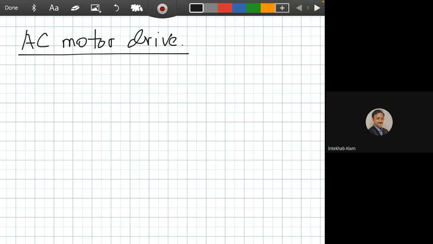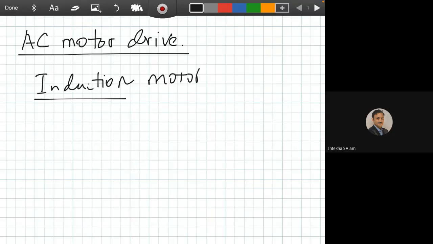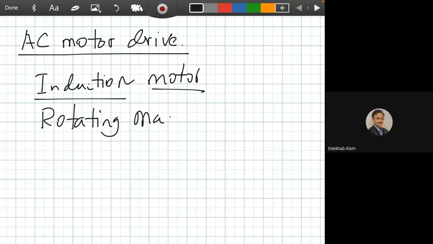So AC motor drive, actually, why do we use AC motor drive? An AC motor drive improves the performance of a motor. Whenever we want to control the AC motor, like induction motor, most of the AC motors are induction motors. The basic principle of induction motor is the rotating magnetic field. Unlike DC motor, it has a rotating magnetic field.